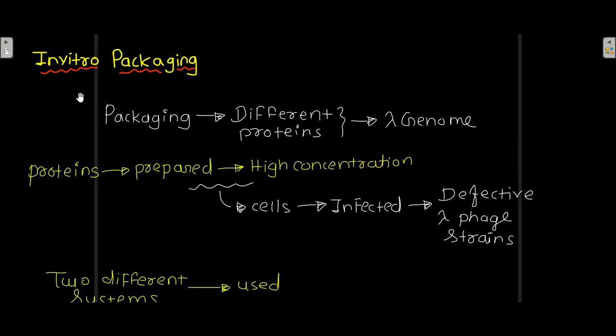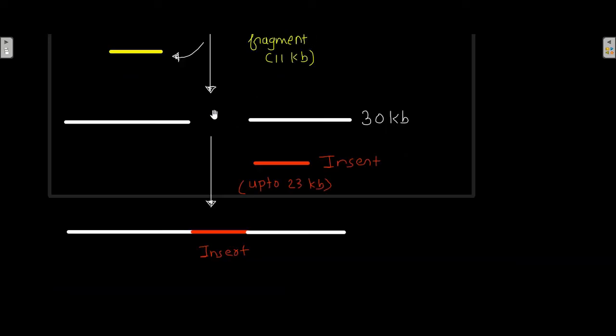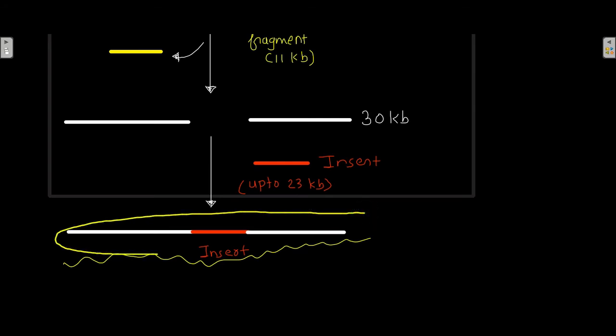Now let's discuss in vitro packaging. So what is this all about? Here is the thing. We produced this recombinant DNA molecule. Now we want to replicate this. So we should be able to wrap up this DNA molecule into the viral coat, so that it can infect the bacterial cell and it can replicate there. That is how your experiment is going to be successful.